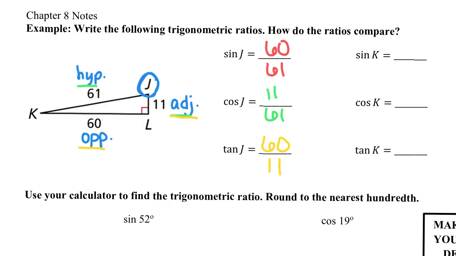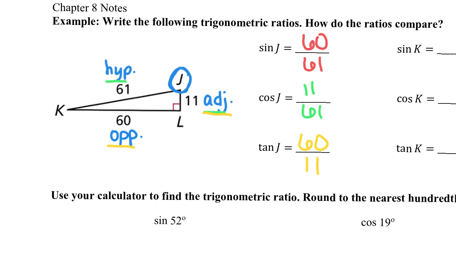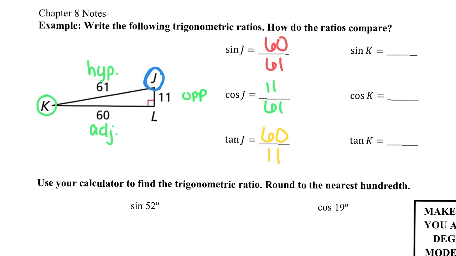Now let's go ahead and look at angle K. So when we switch angles, look at what happens. Now I'm working from angle K. What side is opposite of angle K? Now it is 11 that is opposite. Okay, now what side is adjacent? Well, that would be the 60. But notice that the hypotenuse stays the same. All right, so now what I want you to do is pause the video and see if you can write the trig ratios, sine, cosine, and tangent for angle K.